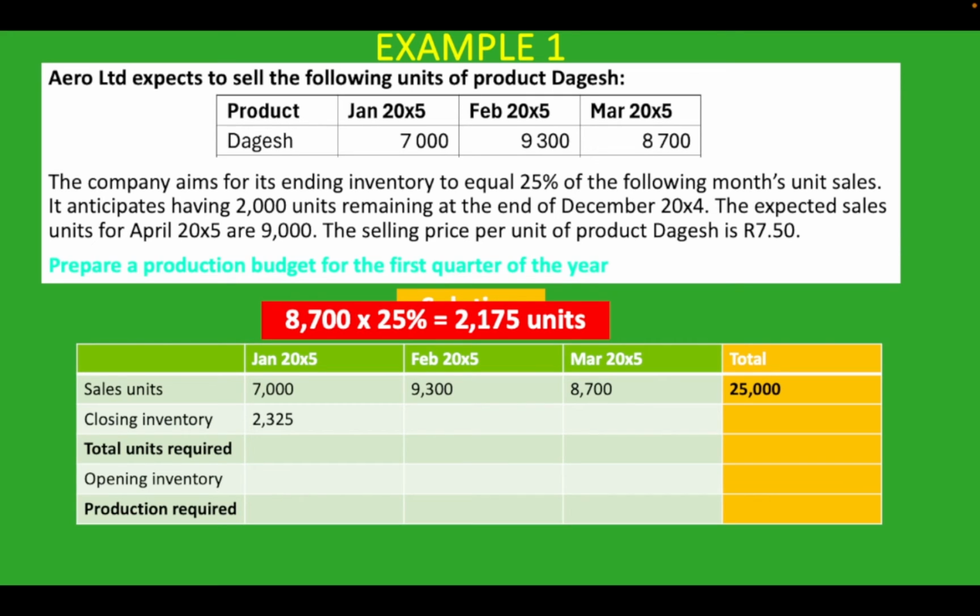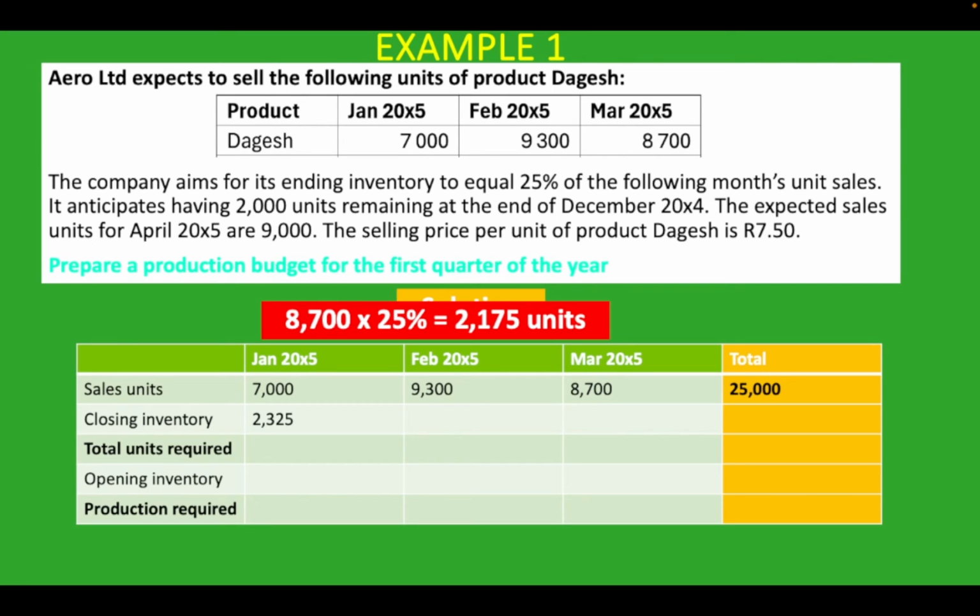So that is our expected closing inventory for February. What about March? What is our expected closing inventory? Well, we need to take April's expected sales and multiply it by 25%, and that's going to give us our expected closing inventory for March. And we're given that information. We're told that the expected sales units for April 20x5 are 9,000. Okay, so if we know we want to sell 9,000 units in April, we're just going to take 25% of that, and that's going to give us our closing inventory for March 20x5.